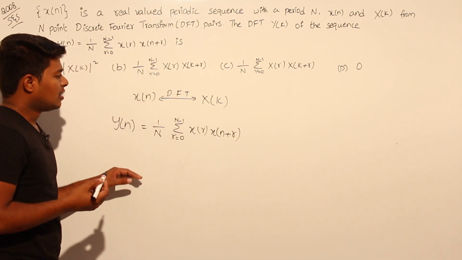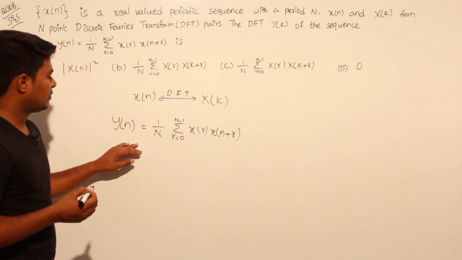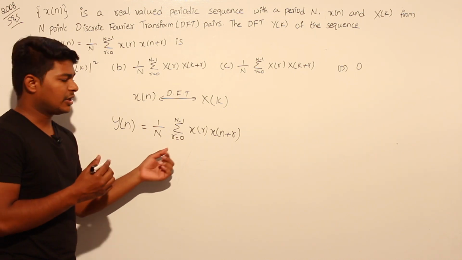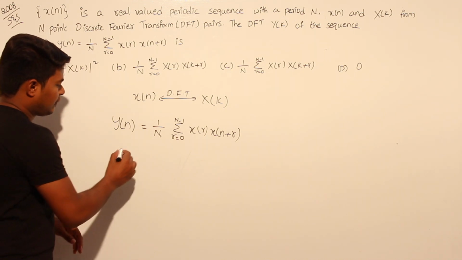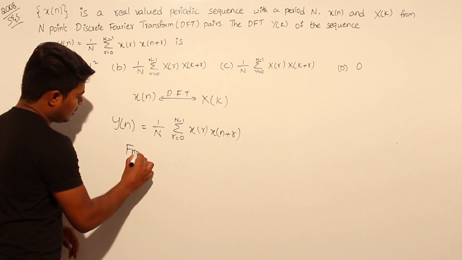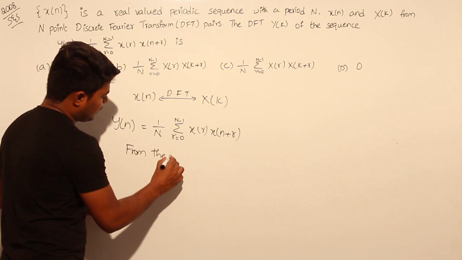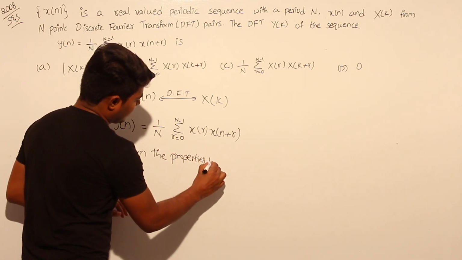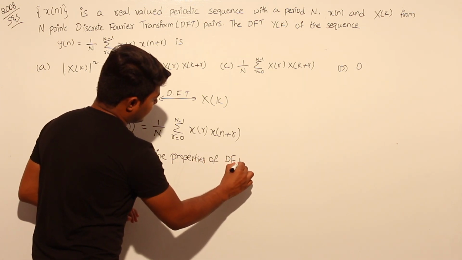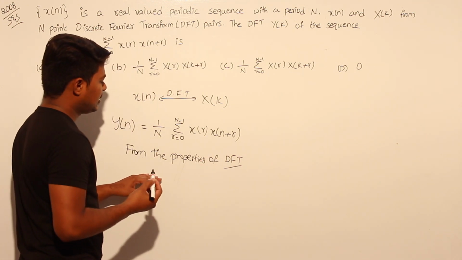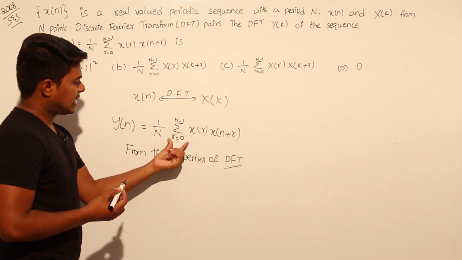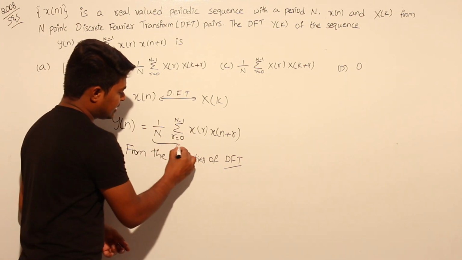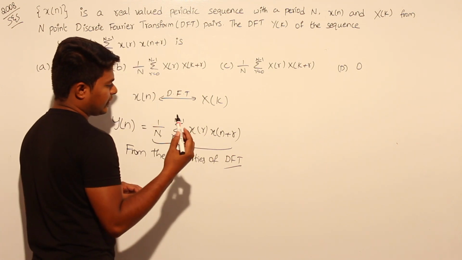Now how can we solve this? There are properties of discrete Fourier transform, and we are going to use that. From the properties of DFT, if you observe, this is exactly the same as the autocorrelation function of x.